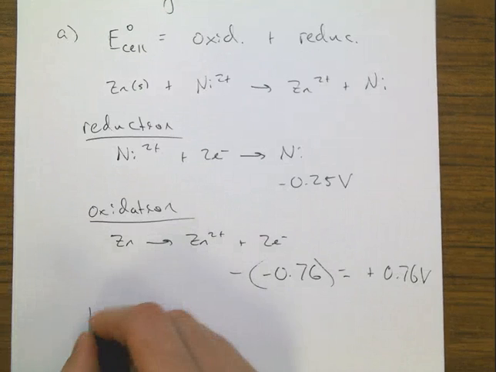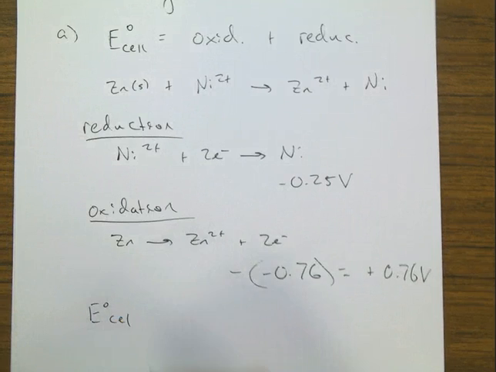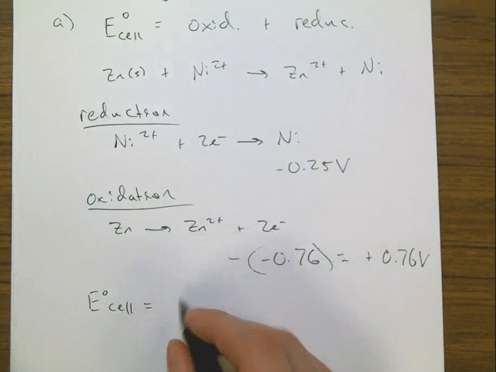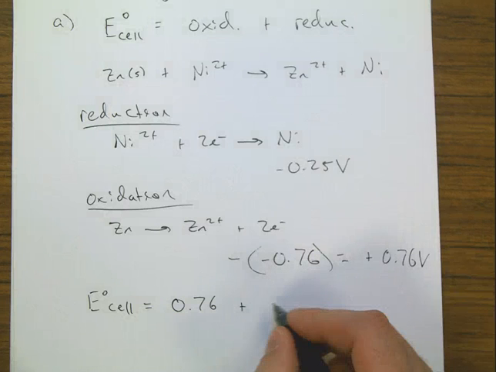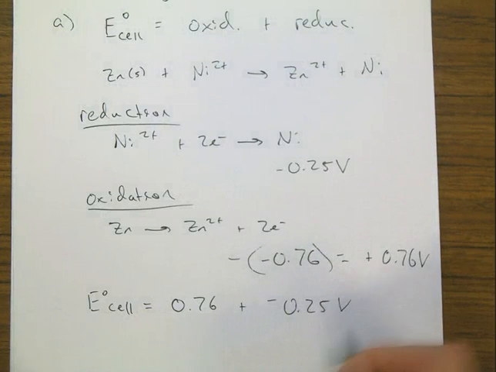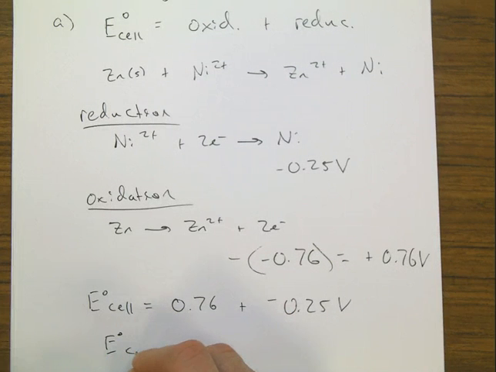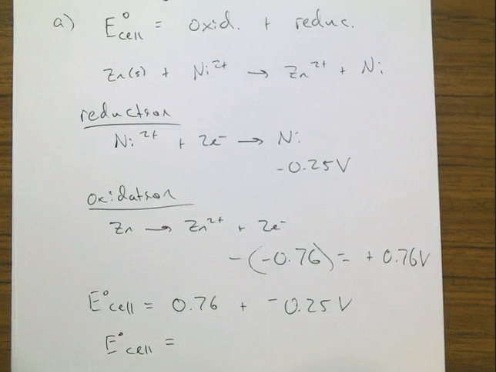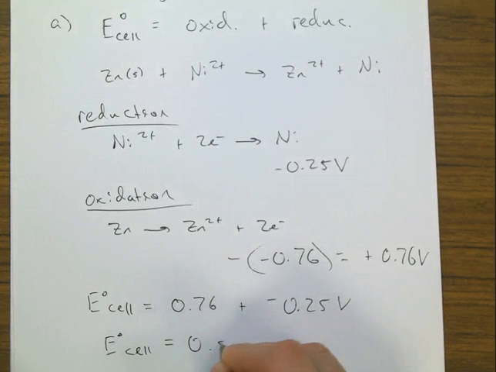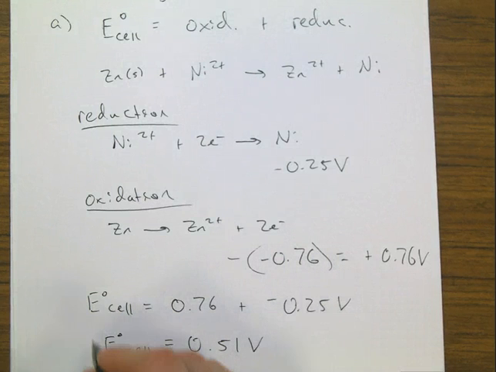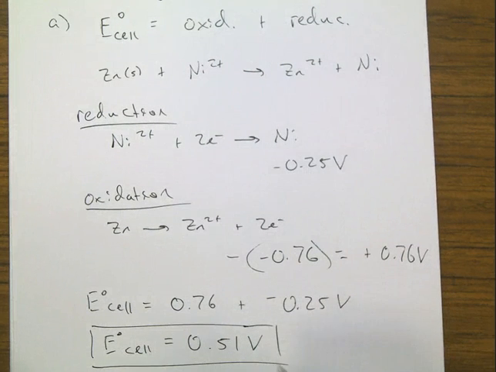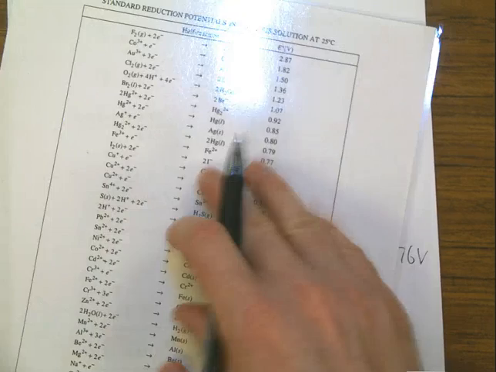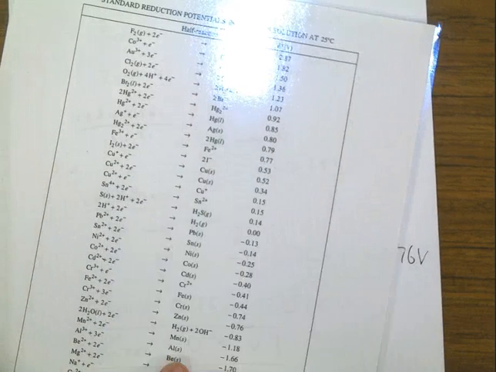Now I can plug it in to find the standard cell conditions, E naught cell. I'm just going to add my oxidation, which is 0.76, plus my negative 0.25 volts, and my cell under standard conditions will give me a voltage of about 0.51 volts. And that's the correct answer for A. The answer in the back of the book is slightly different, and it's because the table that they use is different than the one from the AP test.